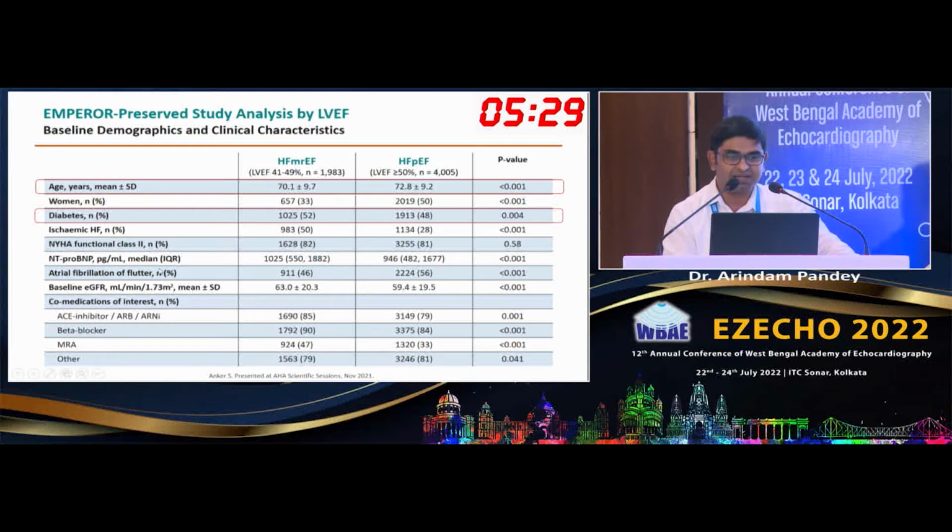In the baseline demographic and clinical characteristics, we can see the improvement was not restricted by age, the diabetic status of the patient, sex of the patient, etiology, whether ischemic or non-ischemic, baseline NT-proBNP, whether atrial fibrillation or flutter was present, or baseline eGFR. It was independent of those, and it was also independent of the baseline therapy.